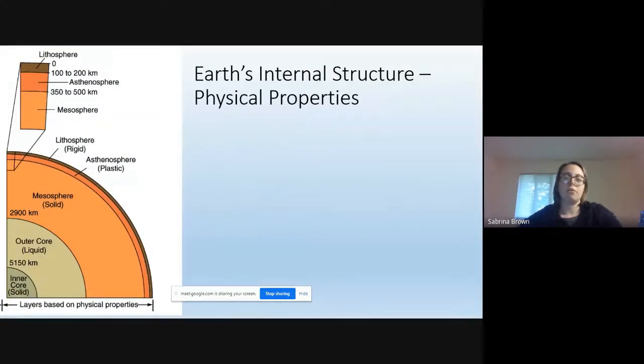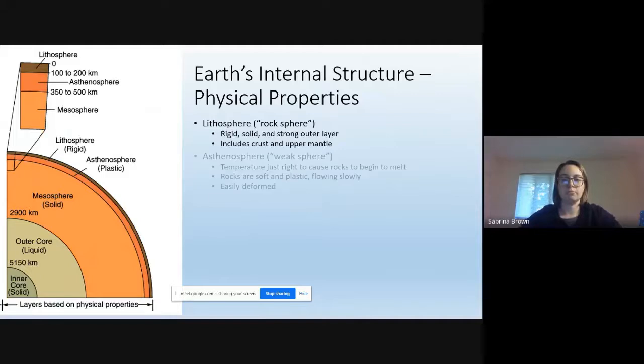And then if we're thinking about Earth's physical properties and how we might divide it into layers based on its physical properties, we call the outermost layer the lithosphere. Remember, lith means rock, so this is literally the rock sphere. This is that rigid, solid outermost layer. It includes all of the crust and a little bit of the top of the mantle.